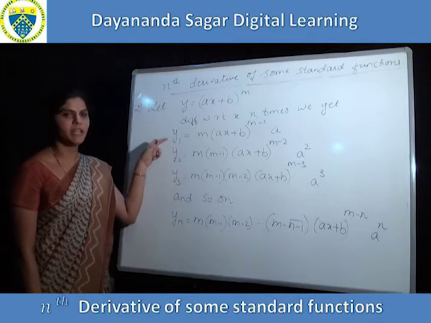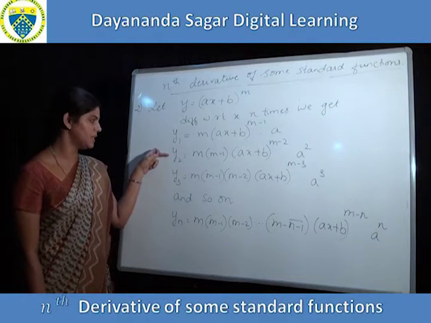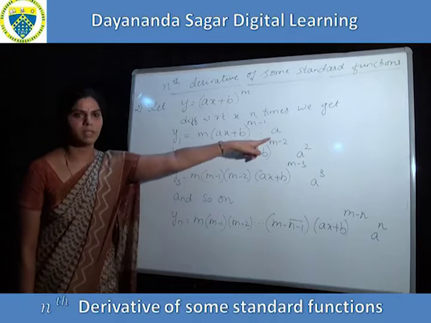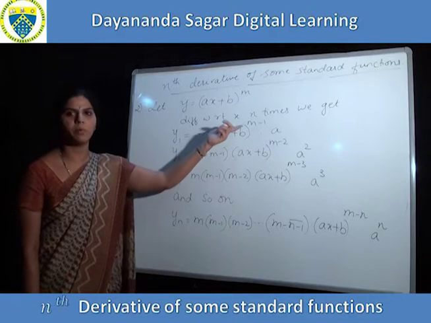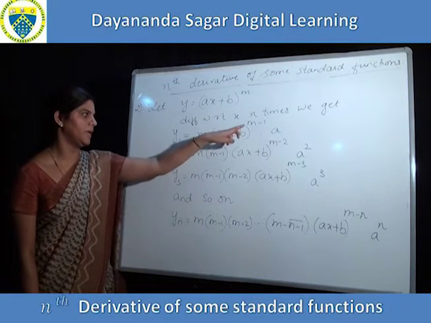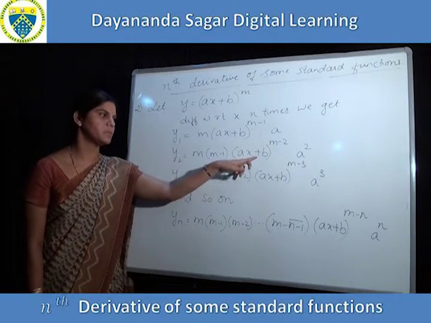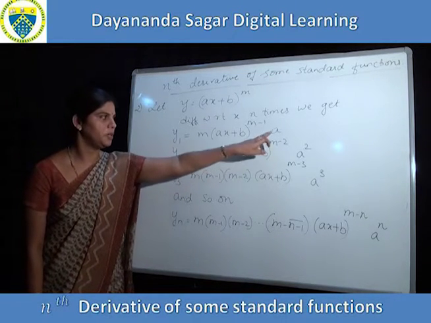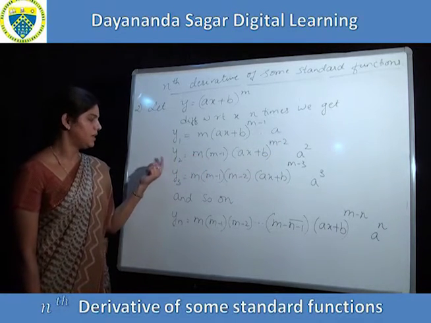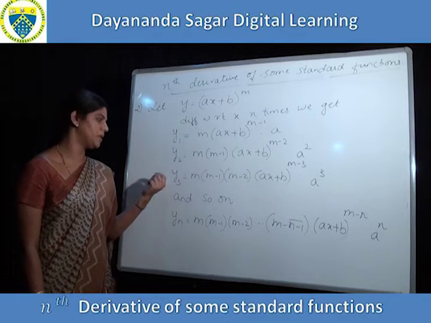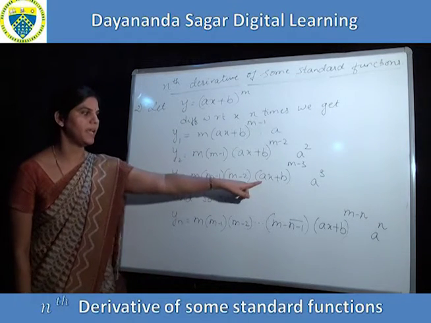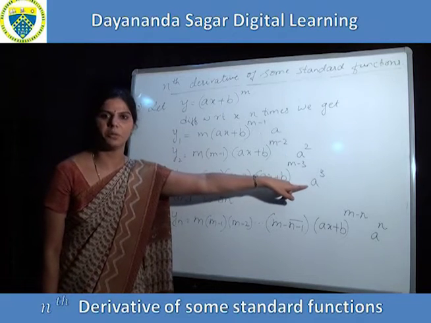Then differentiate y1 once again with respect to x to get y2, which is m into, m and a are constants, differentiate ax plus b whole power m minus 1 with respect to x. So you will get m into m minus 1 into ax plus b whole power m minus 2 into a, that is a square. Similarly, once again differentiate with respect to x, y3 is m into m minus 1 into m minus 2 into ax plus b whole power m minus 3 into a cube.